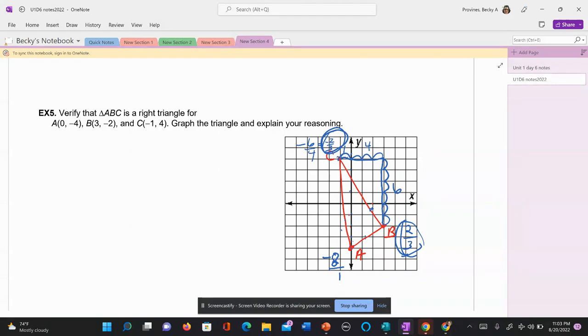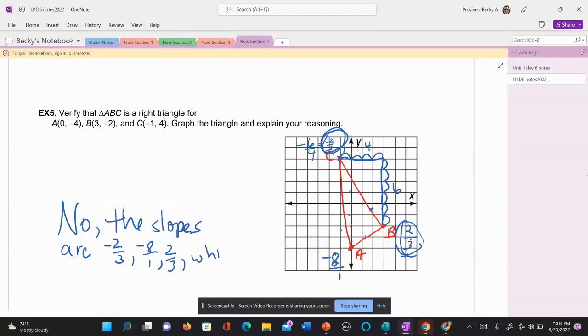I hope you're saying it actually means nothing, right? One is positive, one is negative. That is good. But the slopes have to be opposite reciprocals. One's not flipped. So, is this a right triangle? No. Explain your reasoning. Well, my reasoning is the slopes are negative 2/3, negative 8 over 1, and 2/3, which aren't perpendicular.